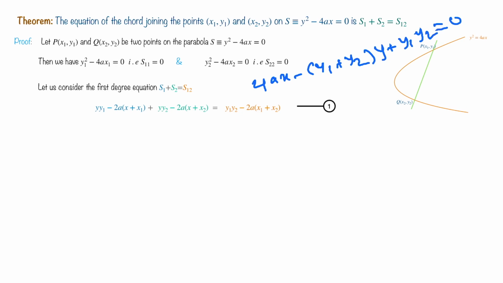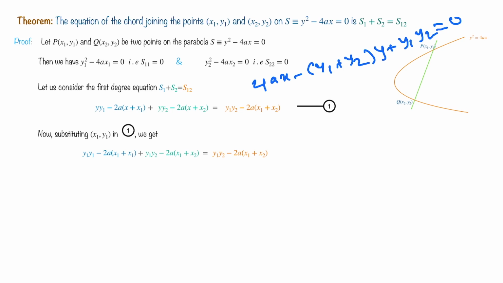As you can see, this is a first degree equation in x and y, so it represents a line. Fine. So this one represents a line. Now we are going to show that this line will satisfy both the points. Simply substituting x1, y1 in equation 1, we get this. Simply substitute x1 for x, y1 for y, we end up with this.